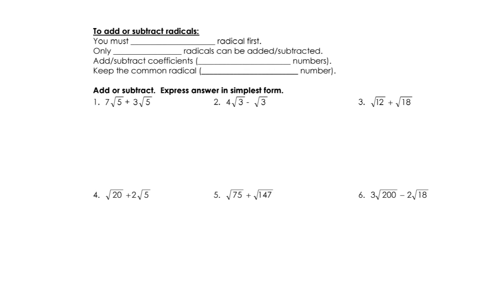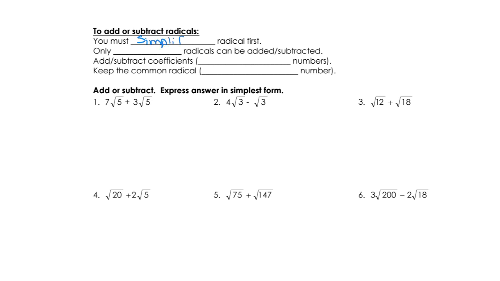All right, guys, we're on the back side of Unit 8, Day 1 notes, and we're going to add and subtract radicals. So what we have to remember is that in order to add and subtract radicals, they have to be like radicals, all right? They have to have the same number underneath the radical in order to be like. So most of the time, you are going to have to simplify the radical first.